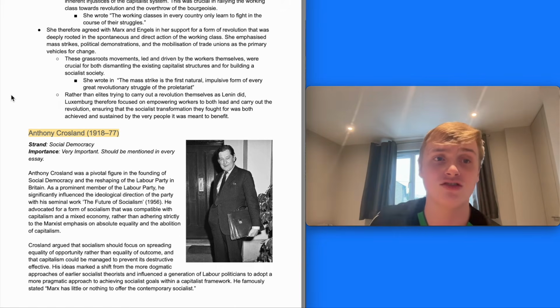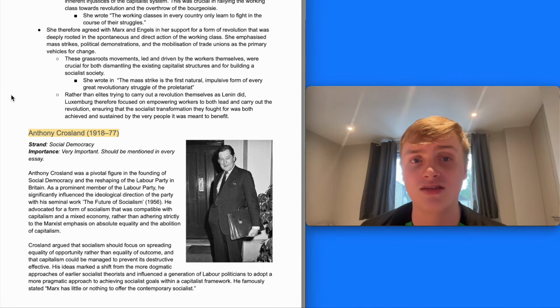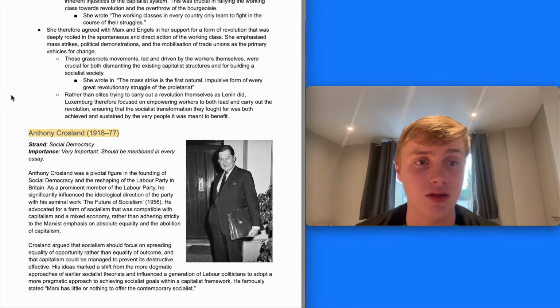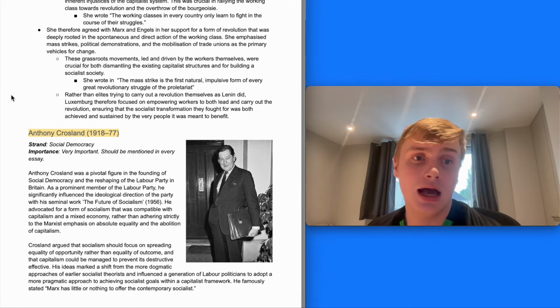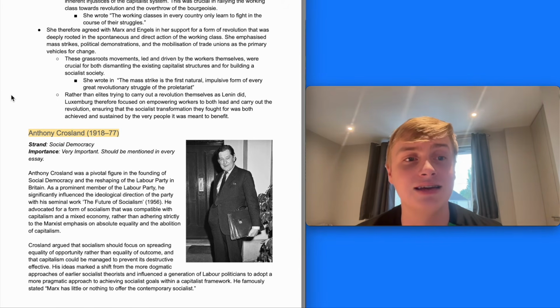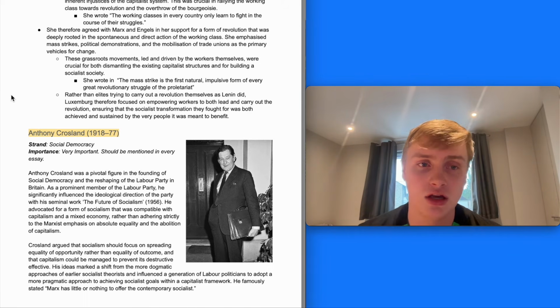So she emphasised mass strikes, political demonstrations, and the mobilisation of trade unions as the primary vehicles for change, as they were led and driven by the workers themselves. And she believes that rather than elites trying to carry out a revolution themselves, as Lenin did, she focused on empowering workers to both lead and carry out the revolution. And that would ensure there's a truly transformative socialist revolution.